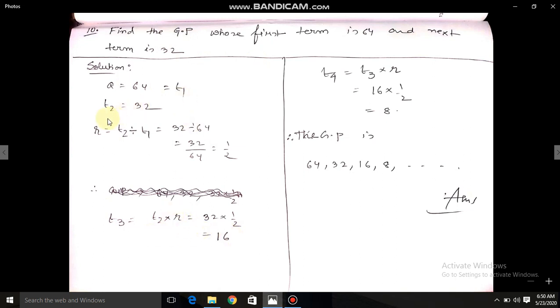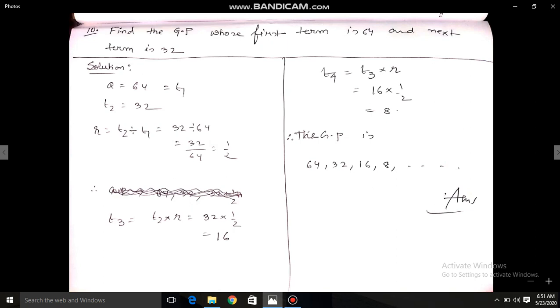So we know T1, we have T2. We need T3, T4 like this. Only 3, 4 terms are enough to tell that this is in GP. So what is T3? T3 is equals to T2 into R, isn't it? In a GP, how do you obtain the next term? By multiplying R to the previous term. So if I multiply R to T2, I will get T3. So T2 into R is 32 into half, that is 16. T4 is equals to what? T3 into R. So what is T3? T3 is 16. So 16 into 1 by 2, that is 8. Therefore, the GP is 64, 32, 16, 8, and so on.